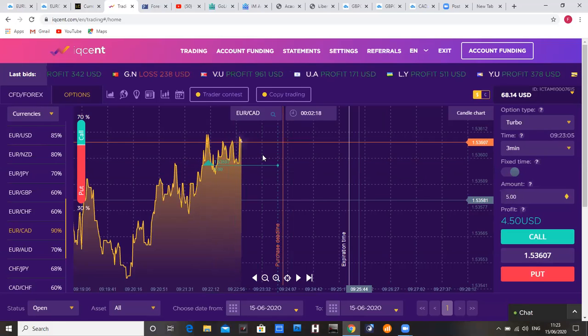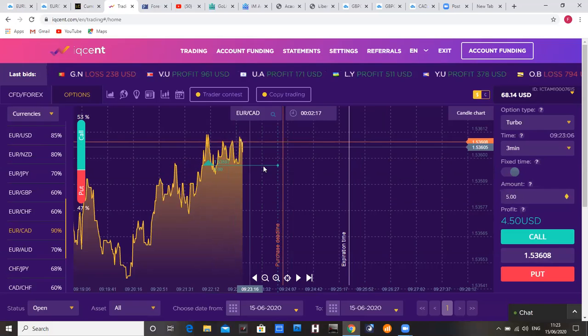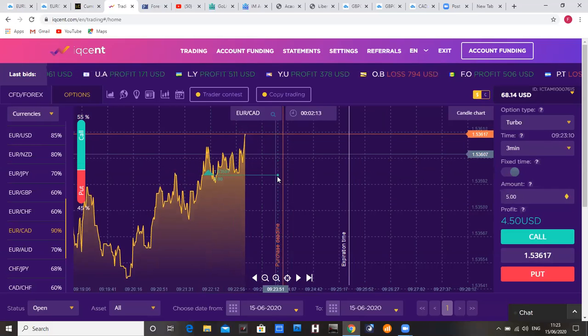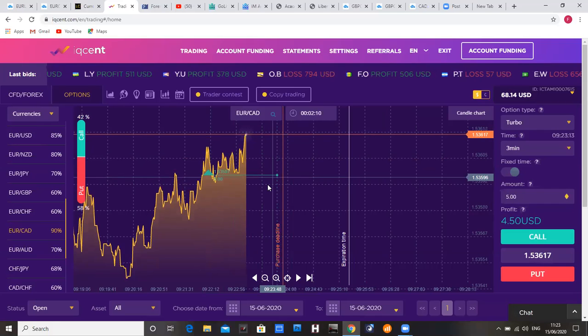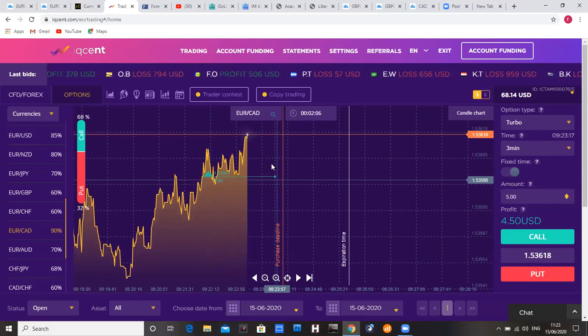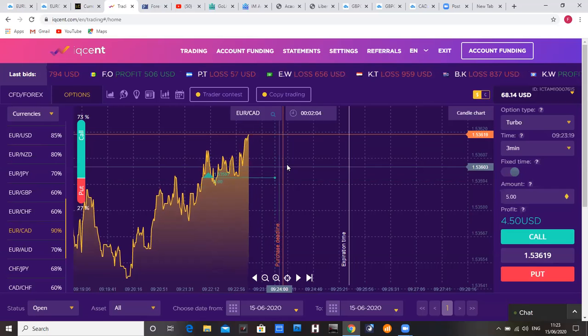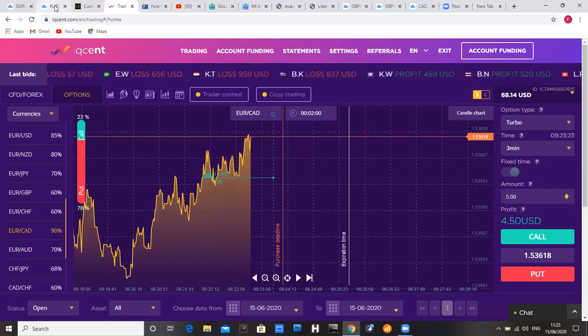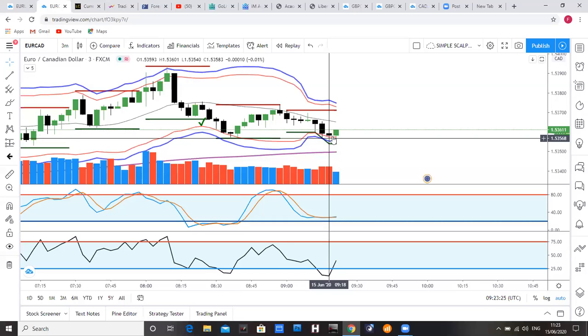But so far so good, price has been on top of our entry. So let's see what happens at the close of this candle, at the expiration of this time. If the time expires in our favor, then we're in profit. Look at where we did our analysis from. We did analysis from here.